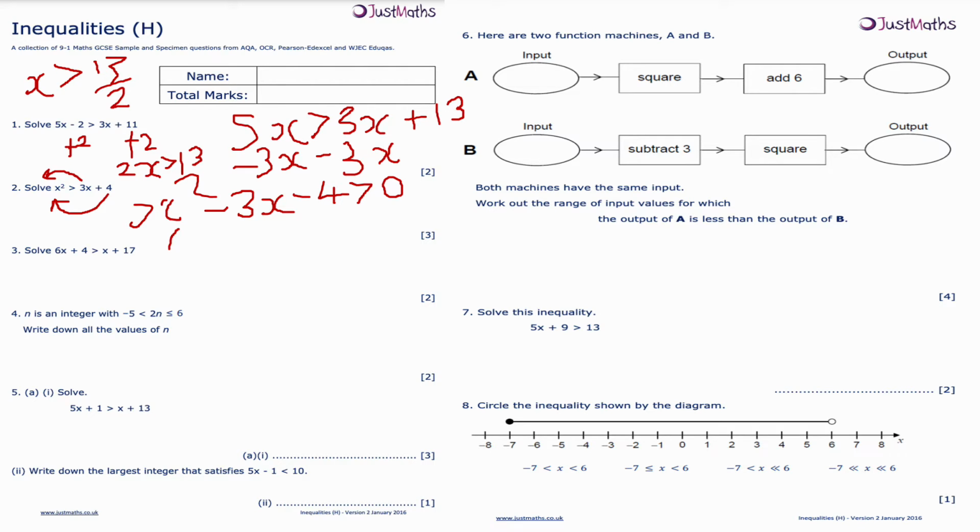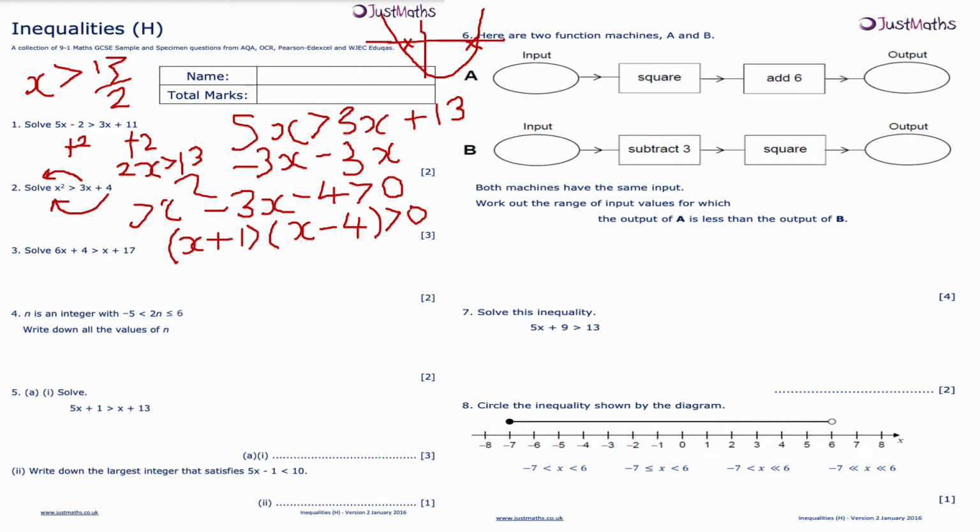I'm now going to factorize this quadratic into x plus 1 times x minus 4. Factorizing it into double brackets, it's two numbers that add to give me -3 and multiply to give me +4. So it's +1 and -4. Now sketching this, it crosses at -1 and it crosses at 4. It's a rough sketch, so it looks something like that.